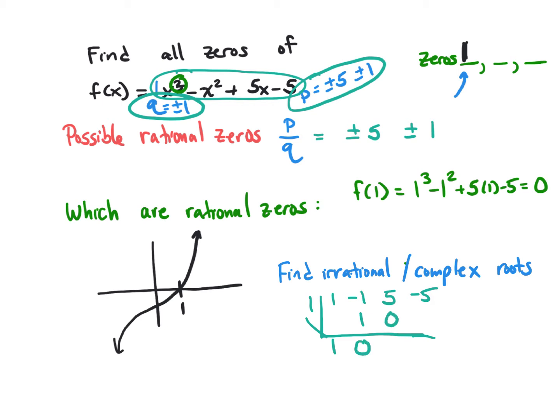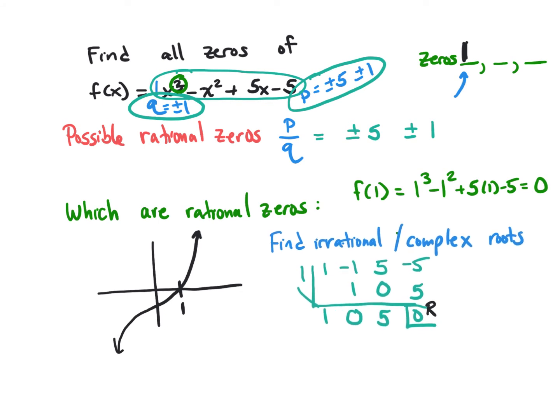1 times 0 is 0. 5 plus 0 is 5. And then 1 times 5 is 5, and negative 5 plus 5 is 0. I like to put a little box around here because this is my remainder, and my remainder should be 0. Because if 1 is a zero, when you divide it out, it should give you a remainder of 0.